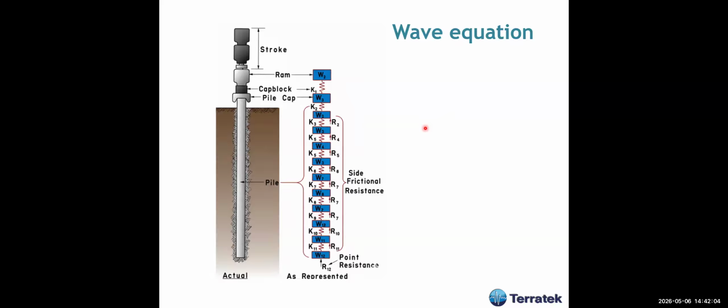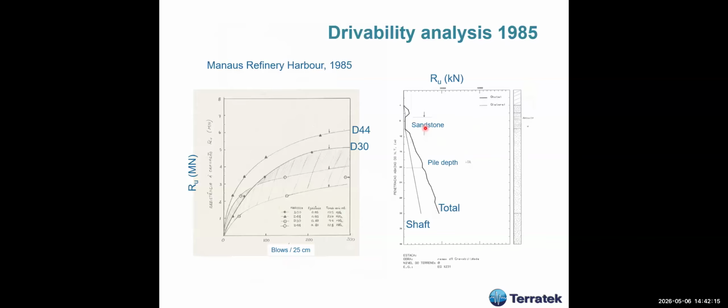I'm not going into details, but this is very common. And I used to, in the 80s, when I was working on offshore piles, do a lot of drivability analysis using a wave equation program, which was in Fortran in those days. And this is a kind of output that we had. For instance, here is the strength at the time of driving in meganewtons, and here are the blows per meter.